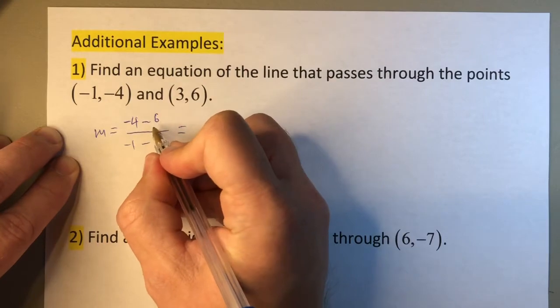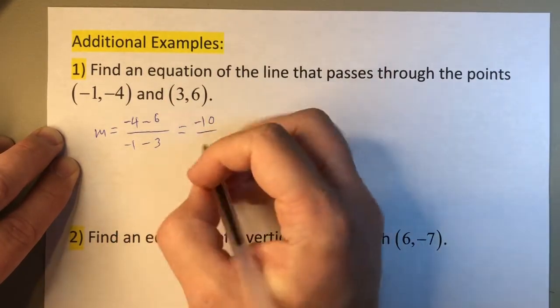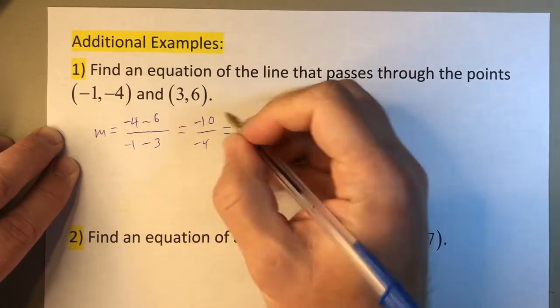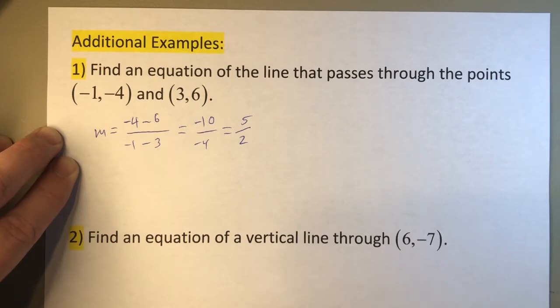So -4 minus 6, that's -10. -1 minus 3, that's -4. When you reduce this, you get a positive 5/2. Okay? Now, you could either use the point-slope form or the slope-intercept form. It doesn't make any difference.